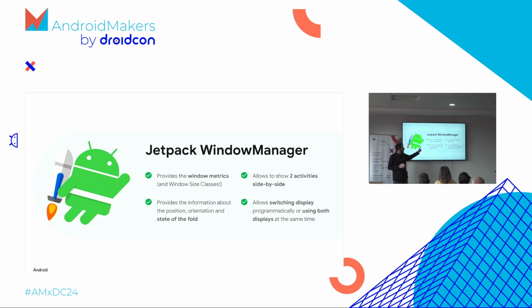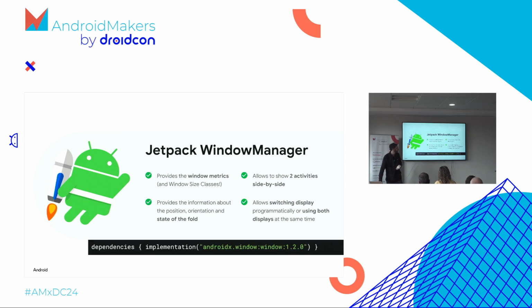Jetpack WindowManager also allows you to show two activities side by side. We will explore very quickly this possibility. Very important. Those two will be the main topics of this talk. It also gives information about the position, orientation, state of the fold, and also APIs to switch between displays programmatically or using both displays at the same time. That's how you use it. The latest stable version as of today is 1.2.0, but there's also 1.3 beta around.